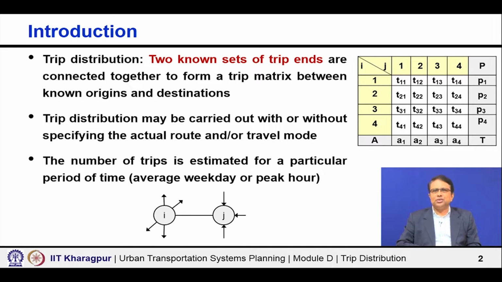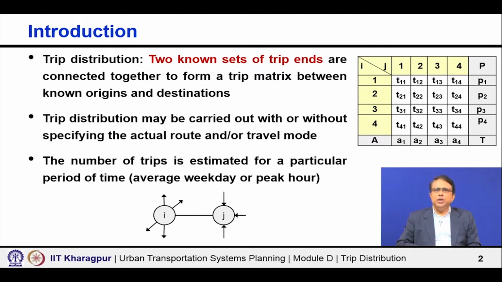So, we know these origins 1, 2, 3, 4 and destinations 1, 2, 3, 4. We know how many trips are produced, how many are getting attracted. So, now we want to form a trip matrix that should include the cells, as I said, like T11, T12, T13, T14 and so on. All these internal cells we would like to get in this trip distribution stage.